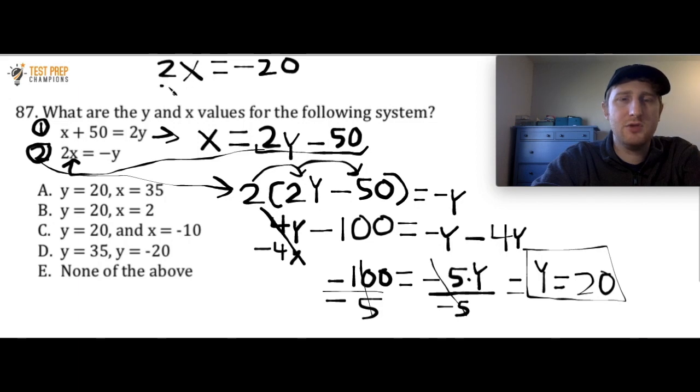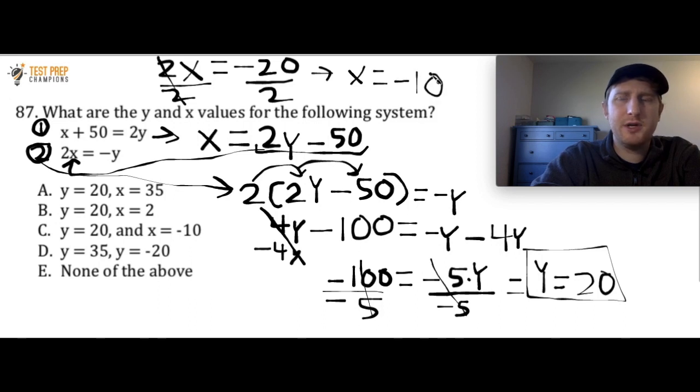Since it's 2x, I have to divide by 2. Now, 2 divided by 2 is 1, and 1 times x is just x. And whatever I do to one side, I also have to do to the other side as well. So if I rewrite this, I'll have x equals negative 10.